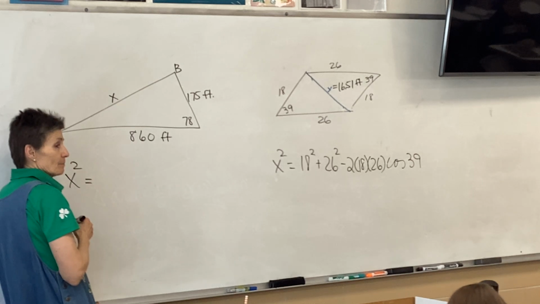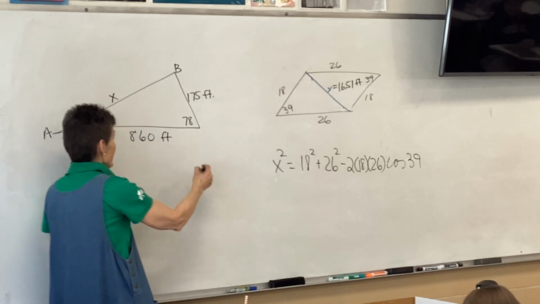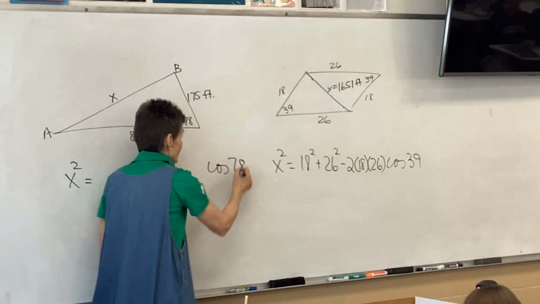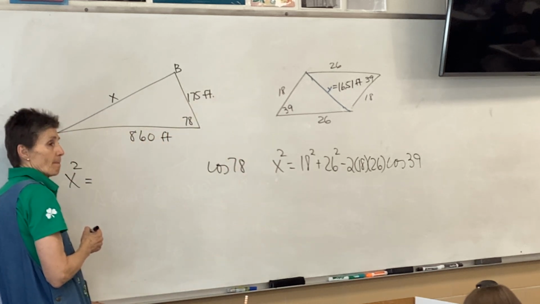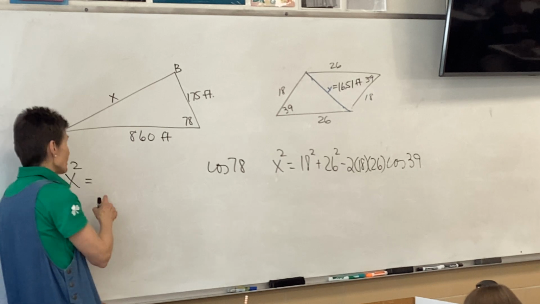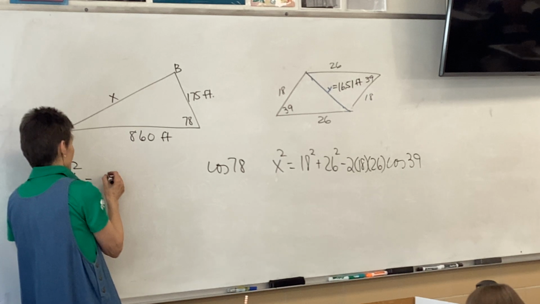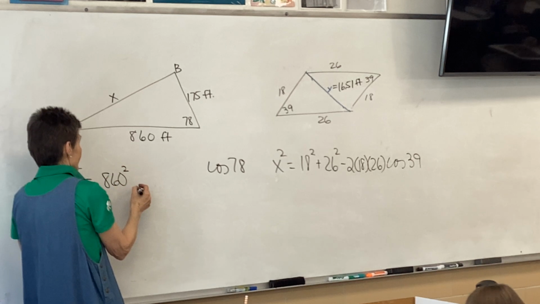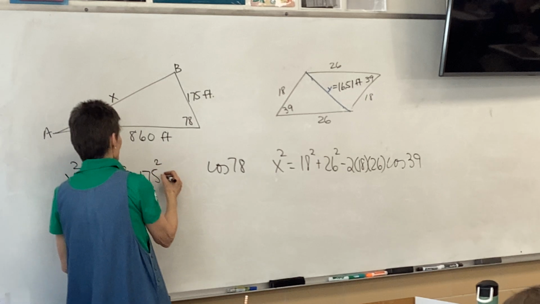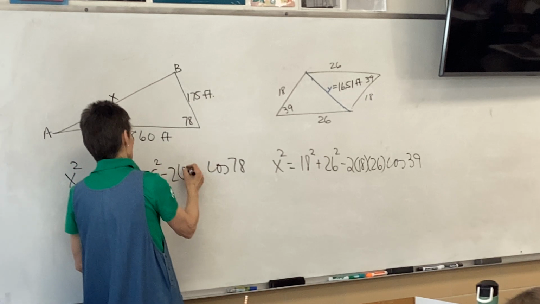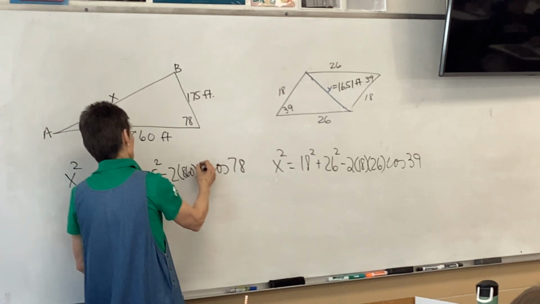X squared equals something cosine 78. What's gonna go in the middle? 860 squared plus 175 squared, minus 2 times 860 times 175.